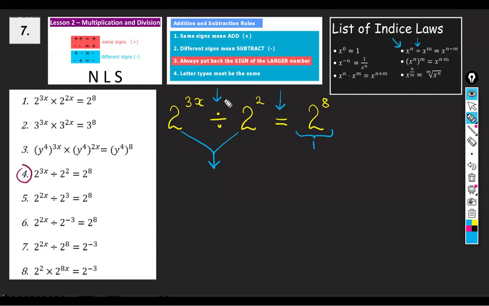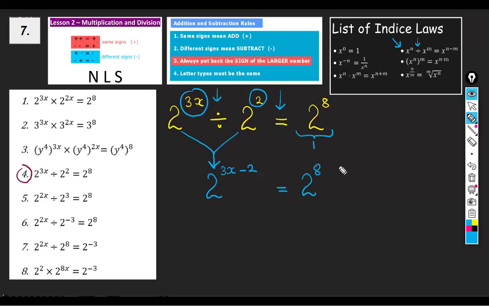And we do have a divide. So the bases are the same. So you get 2, and you're going to minus your powers. So you get 3x minus 2. And this side, well, you're just left with 4x2 is equal to the power 8.